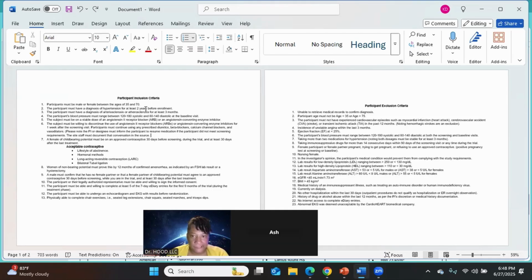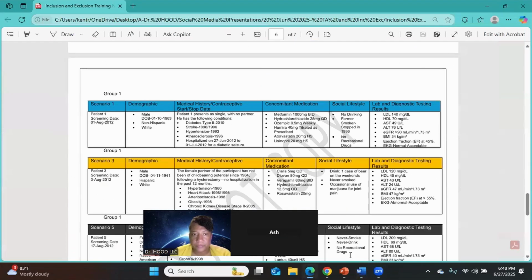I'm on my phone. I'll give you a hint. Look at the exclusions 12 through 16. Oh, I'm sorry. Can I see the subject? Because I only see the inclusion exclusion, but I don't see the subject. Yes. Thank you.